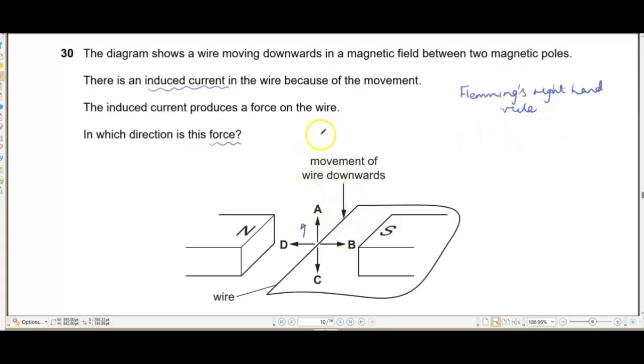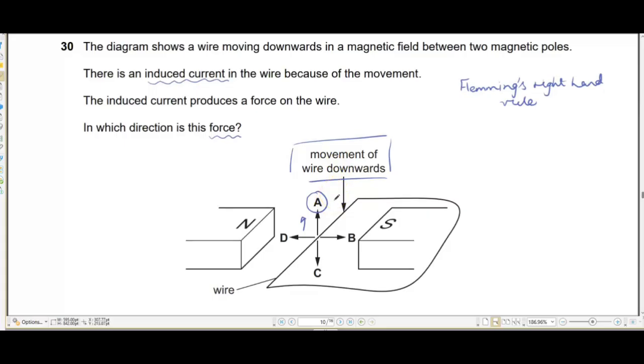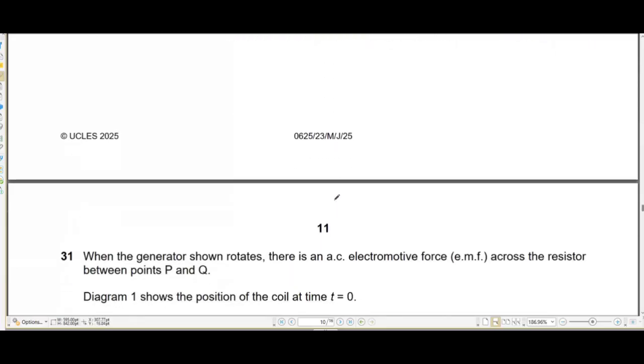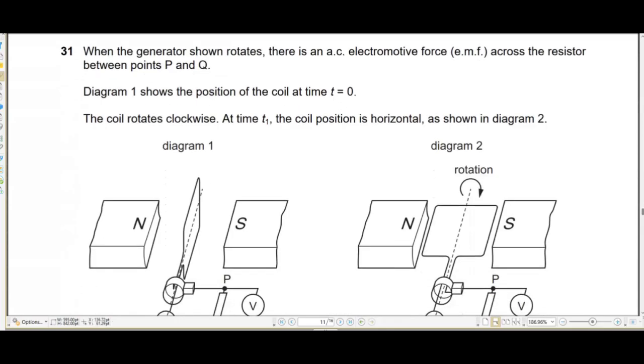But this also helps you out: if the movement of the wire is in the downward direction, the force is going to be in the upward direction, and if the movement of the wire was in the upward direction, the force would have been in the downward direction, and vice versa. So this brings us to the point that if the movement of the wire is in the downward direction, the force is going to be in the upward direction. Okay, moving forward to question number 31.